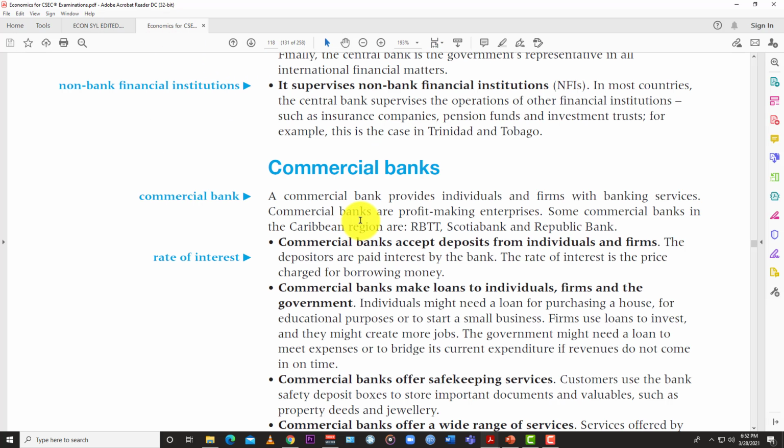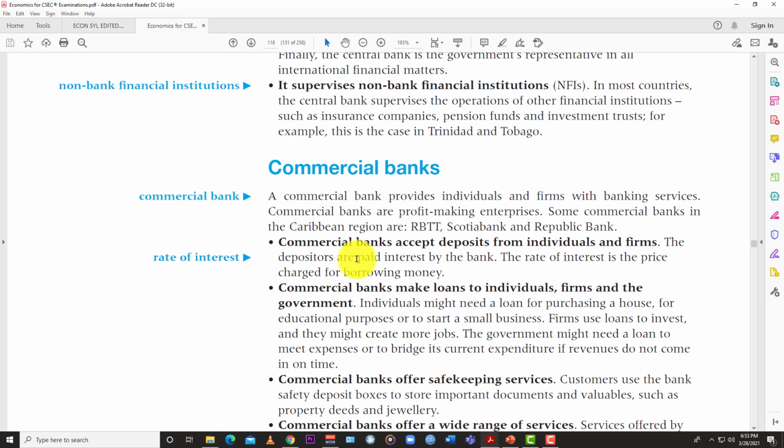And so we're looking at the commercial banks. Most of us will be familiar with this type of bank because this is the most prevalent one, the one that comes to mind first when persons think of the financial system. When you think of borrowing and savings, this entity comes to mind first, the commercial bank. This is normally the intermediary between the borrowers and the lenders. And so a commercial bank provides individuals and firms the banking services. Commercial banks are profit-making enterprises.